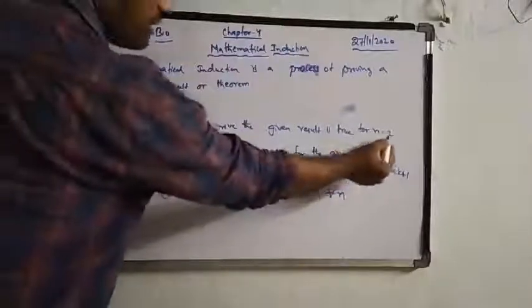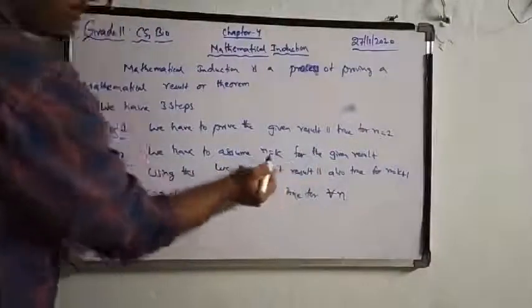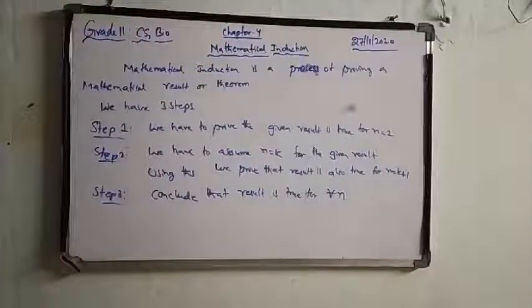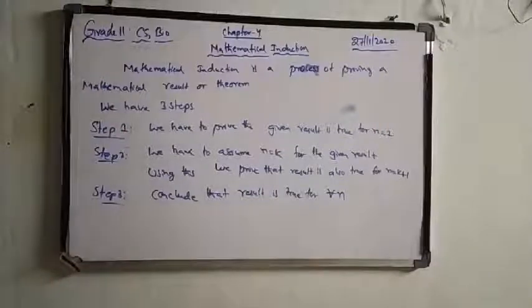So first of all, we'll assume that given result is true for n equals to 1, and we'll assume n equals to k, and from this n equals to k, we are going to find out n equals to k plus 1, and we are going to conclude that the result is true for all n values. So let us understand by taking a question.